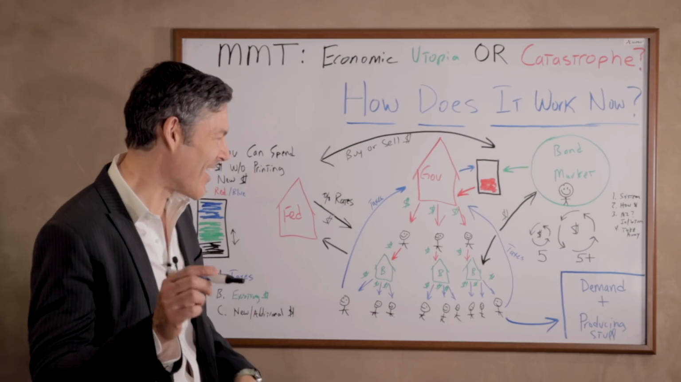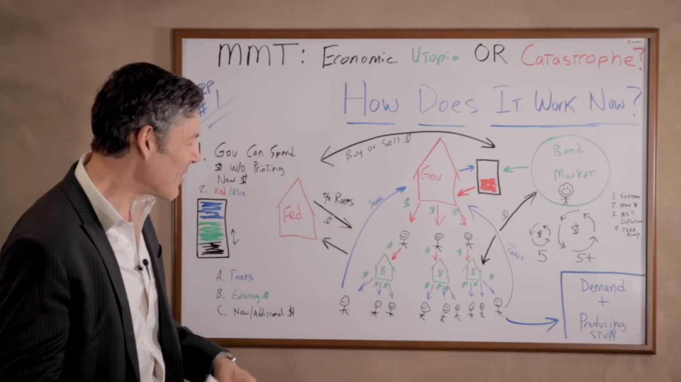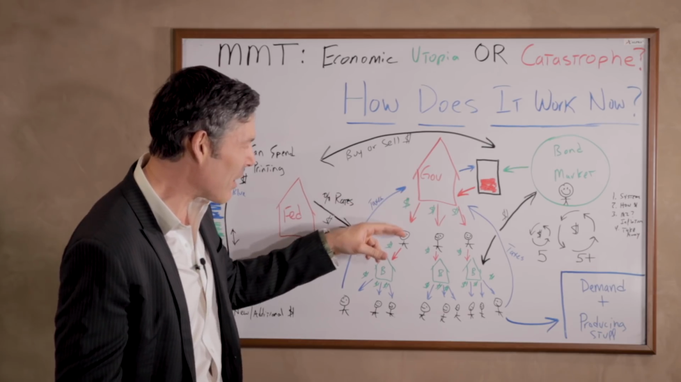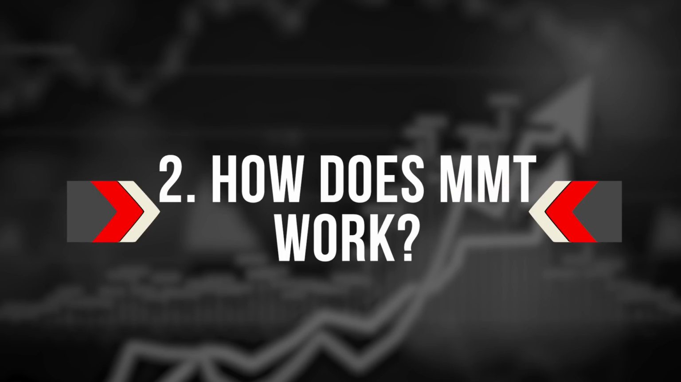So in other words, the government takes money out of the productive sector to spend money unproductively. Step number two, how does modern monetary theory actually work?